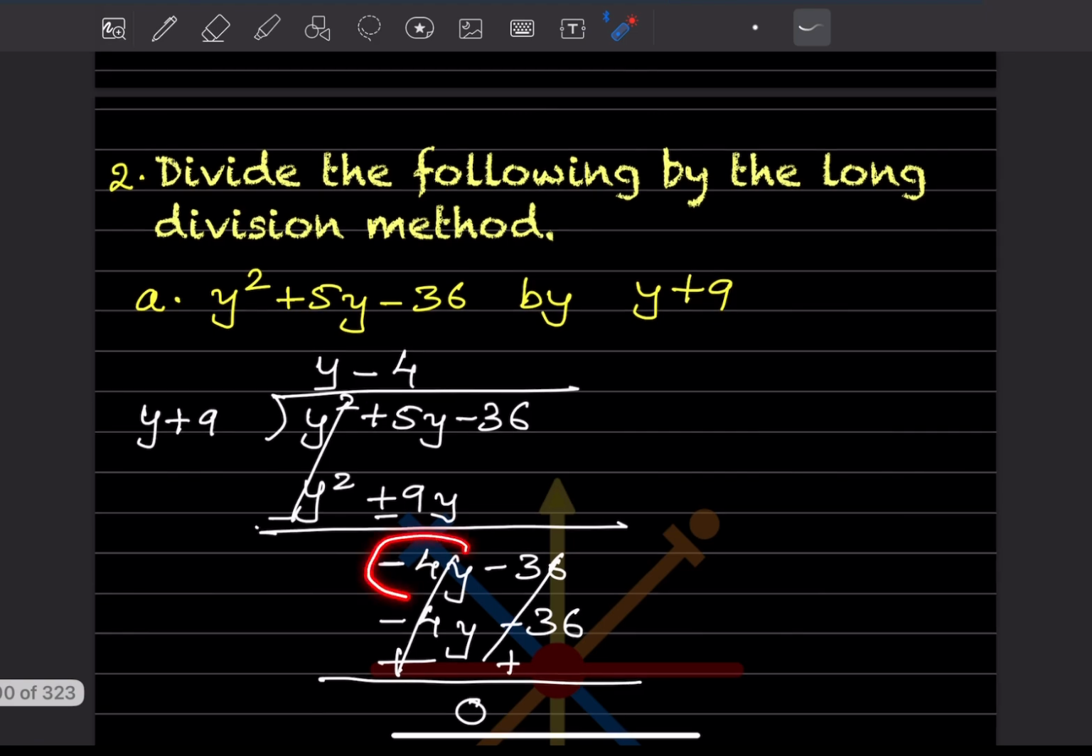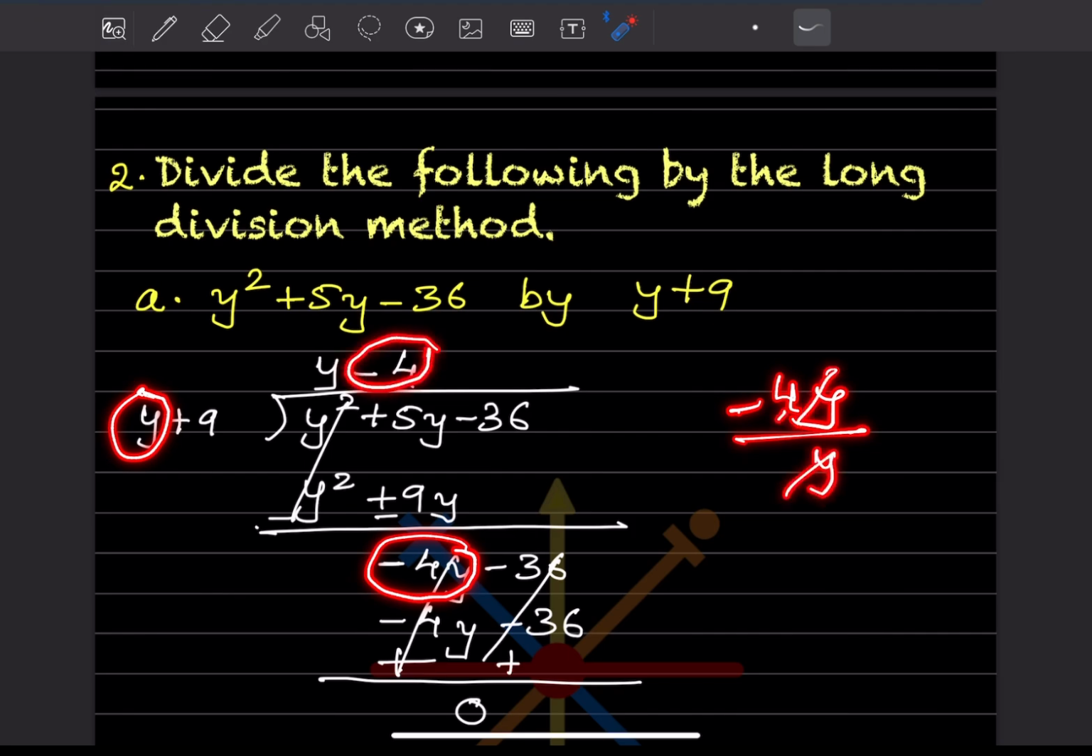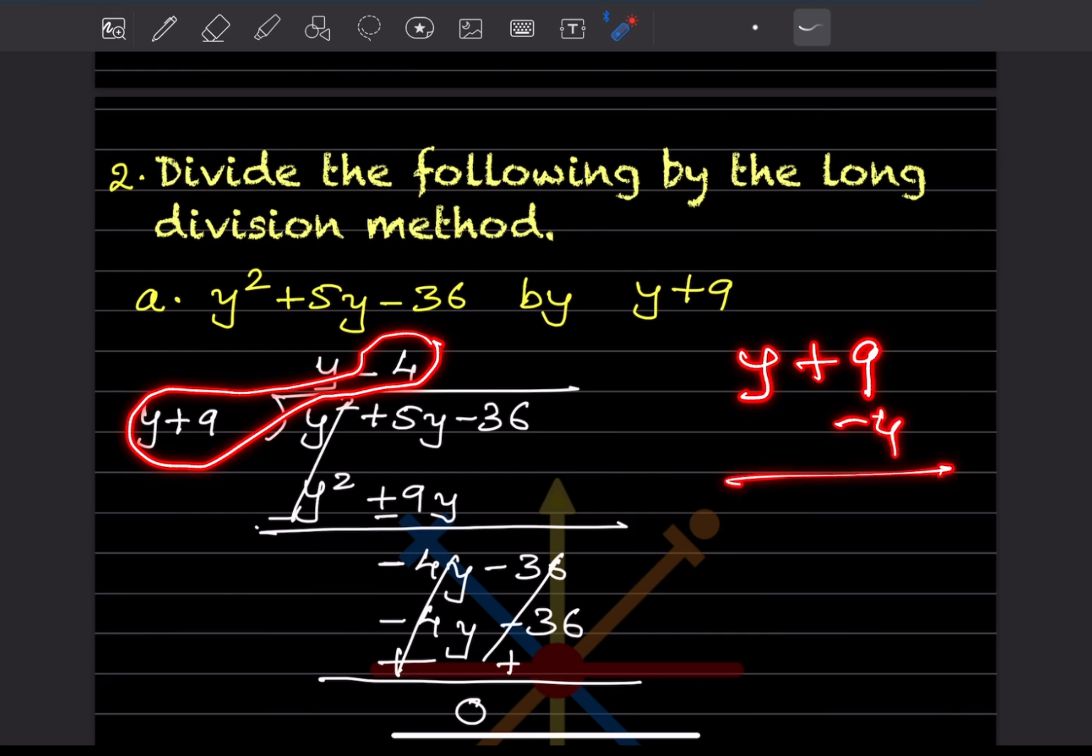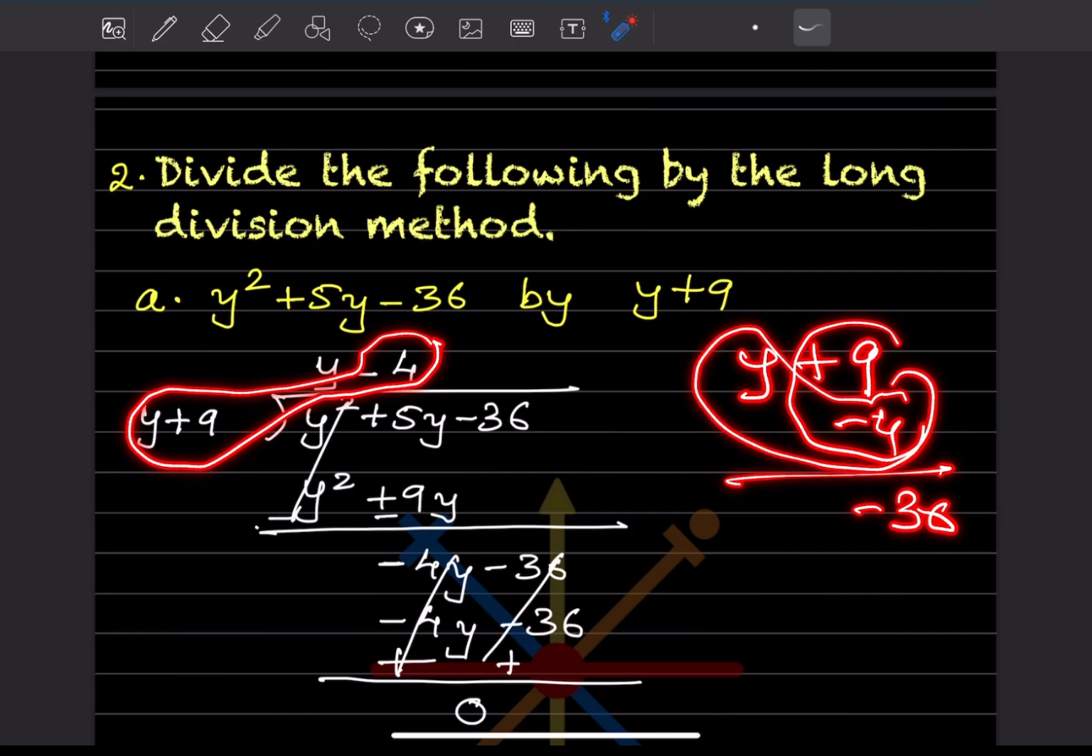Now we are going to look at this one and this first term of this one. So minus 4y divided by y. So this and this gets cancelled. So remaining is minus 4. So we'll write a minus 4 here. So now what will you do? This minus 4, again we are going to multiply with this expression y plus 9 into minus 4. So this is going to be minus 36 and this is going to be minus 4y. So minus 4y minus 36, you will write this here.